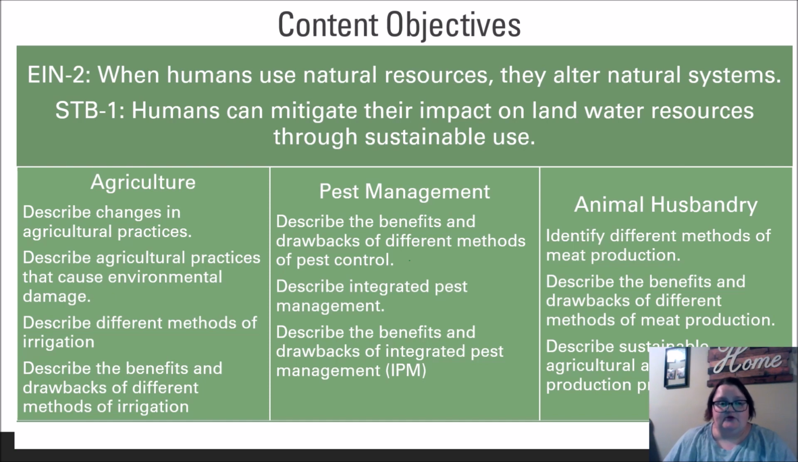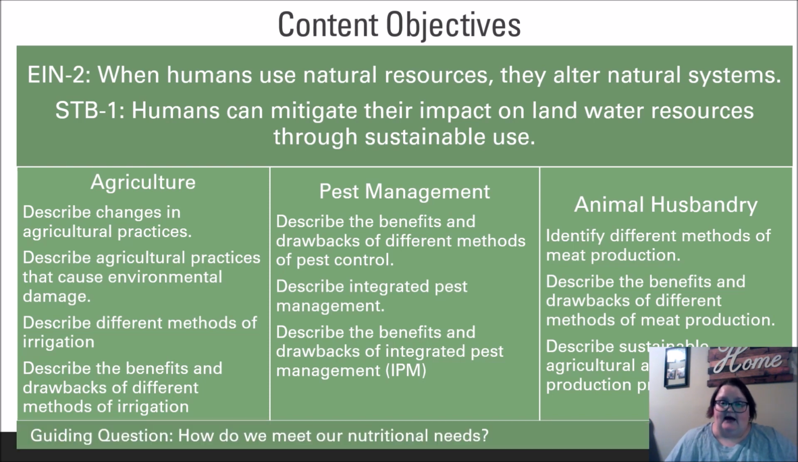At the end of this lesson, you should be able to describe changes in agricultural practices, describe agricultural practices that cause environmental damage, describe different methods of irrigation, describe the benefits and drawbacks of different methods of irrigation, describe the benefits and drawbacks of different methods of pest control, describe integrated pest management, describe the benefits and drawbacks of integrated pest management, identify different methods of meat production, describe the benefits and drawbacks of different methods of meat production, and describe sustainable agricultural and food production practices.